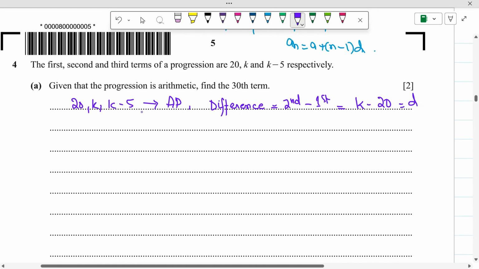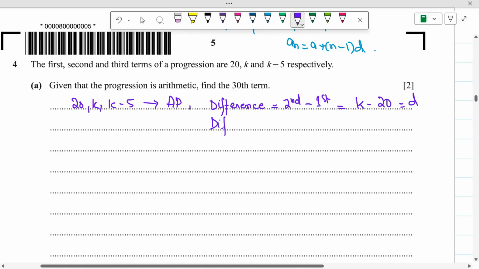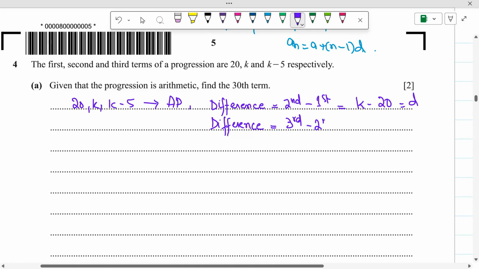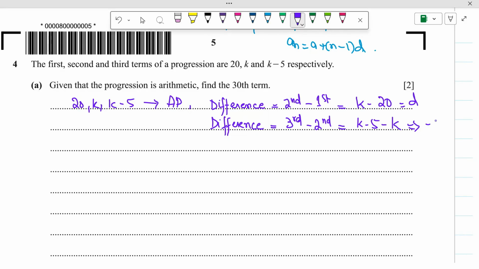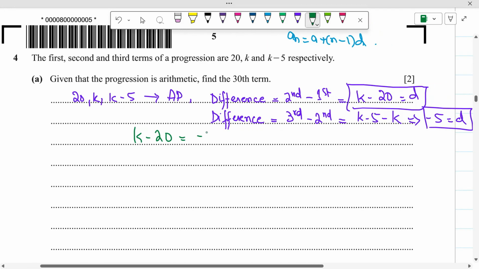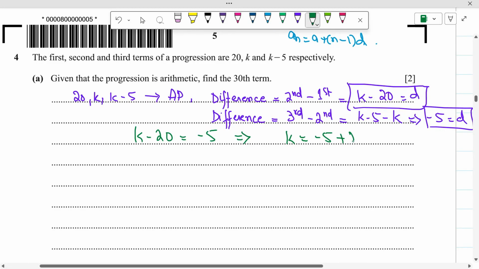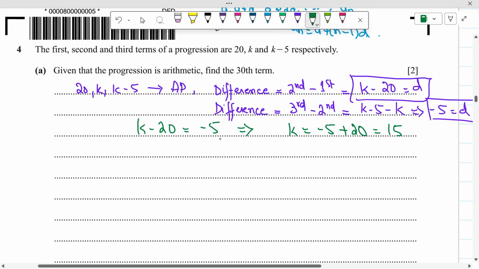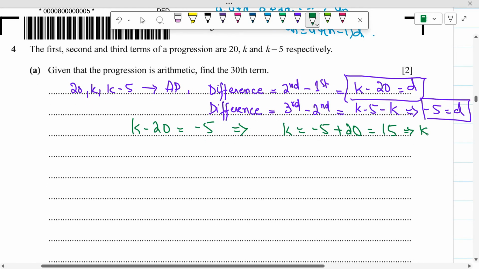We can find another difference by using the third and second term. So the difference is third term minus second term, which is k minus 5 minus k, and this is equal to negative 5, which is d. So we have two differences. Equating each, we have k minus 20 equals negative 5. Solving further, k is equal to negative 5 plus 20, which is 15. So we have calculated the value of k, which is 15.